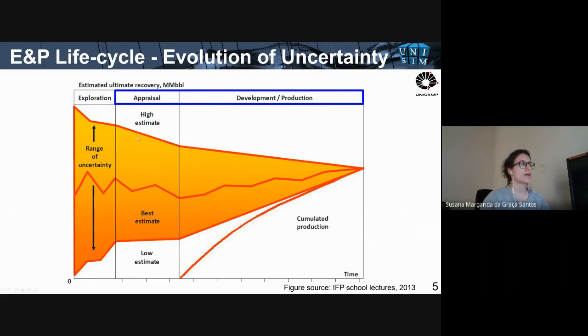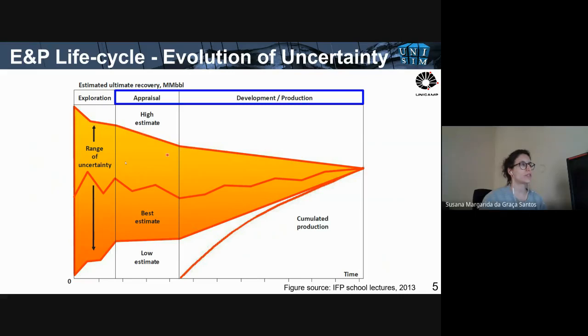As time goes by, you will understand better, and when you abandon your field, and I'm going to put the pointer here, when you abandon the field, it's when you are absolutely sure of how much you have produced. You will never be sure of how much you have left there, okay? So we are only certain of how much we have produced. So this is an example of how uncertainty can vary.